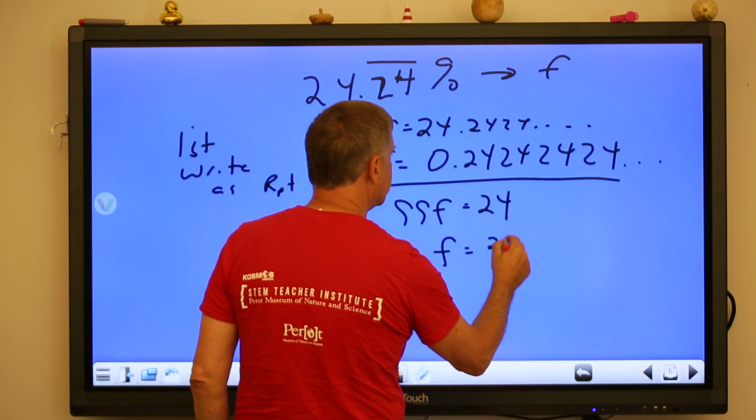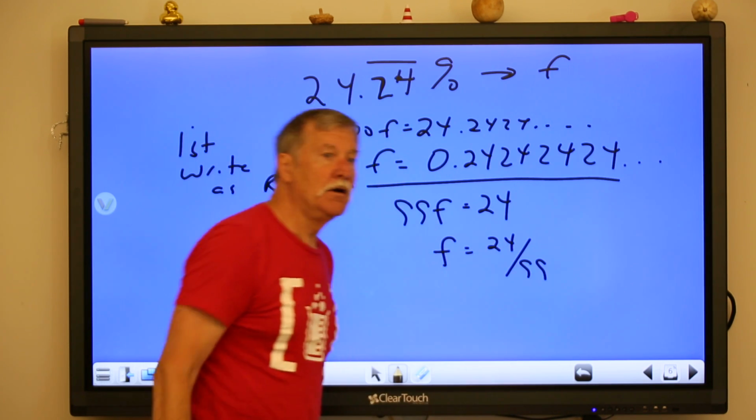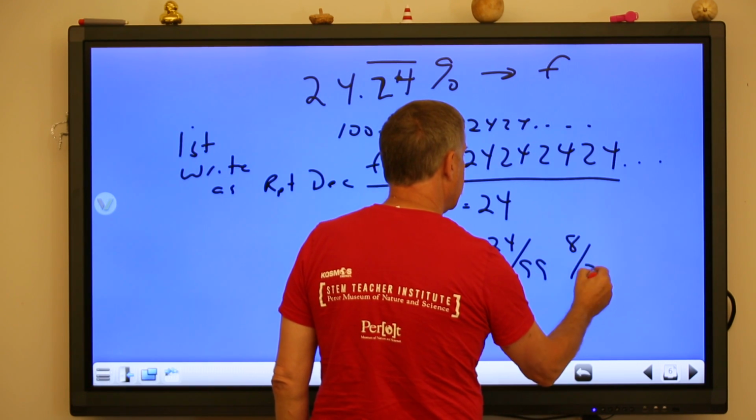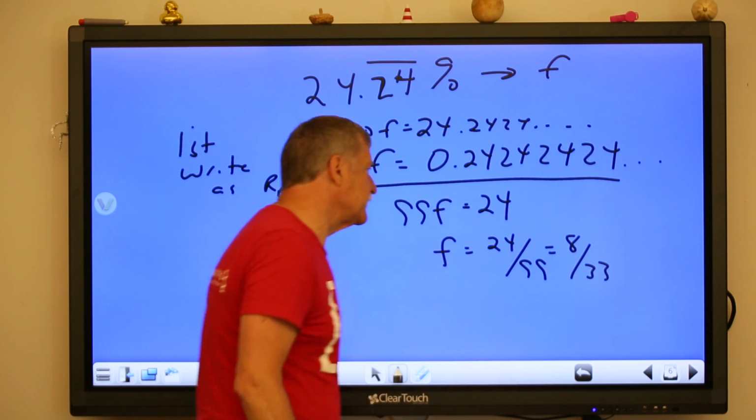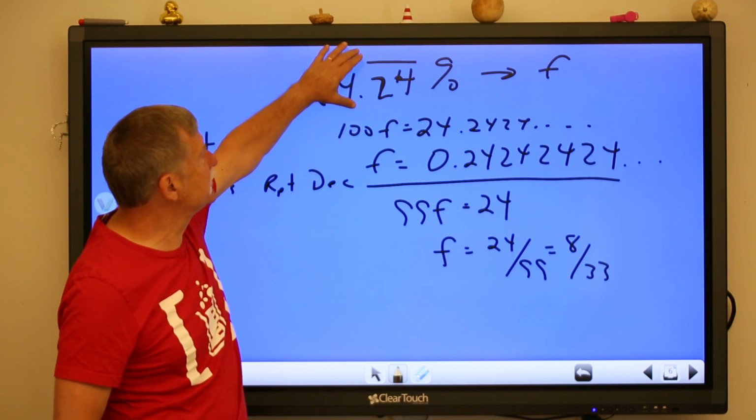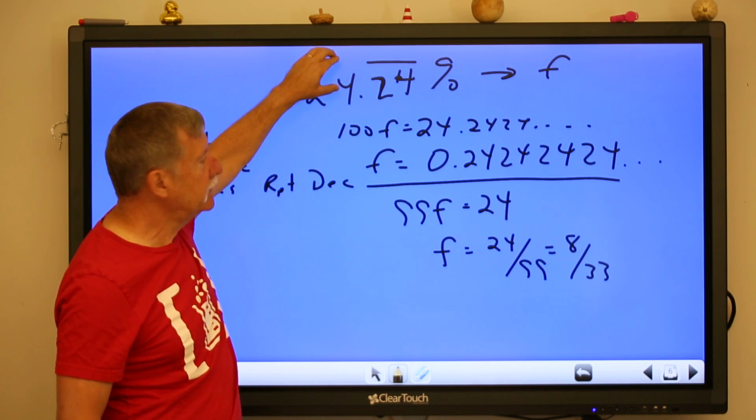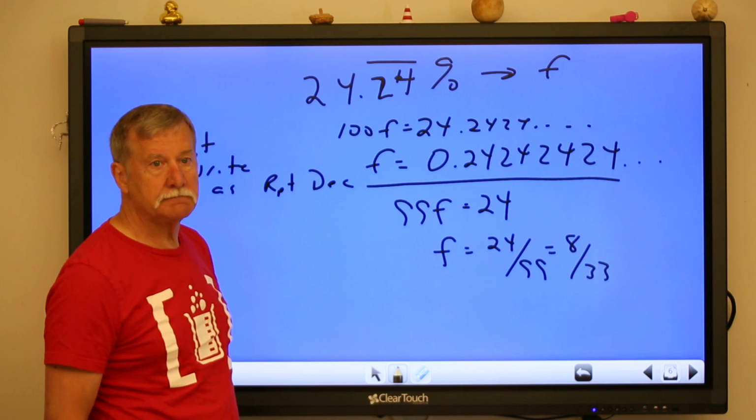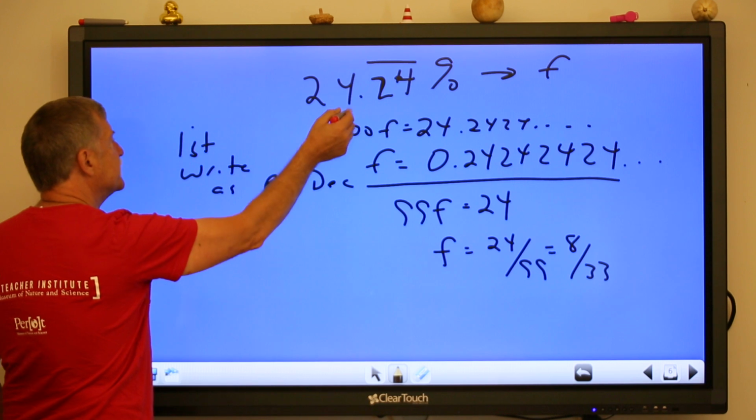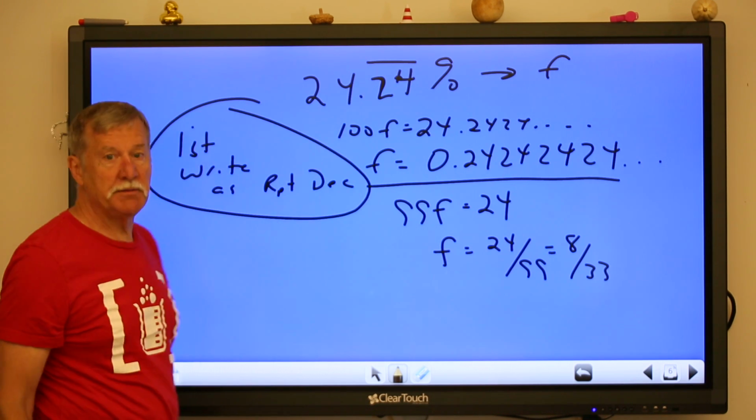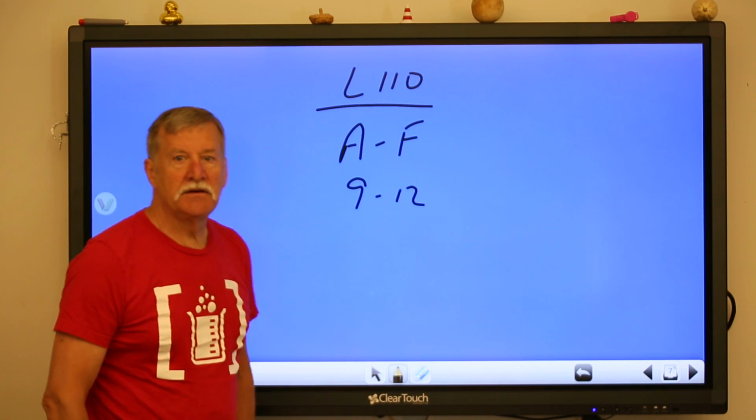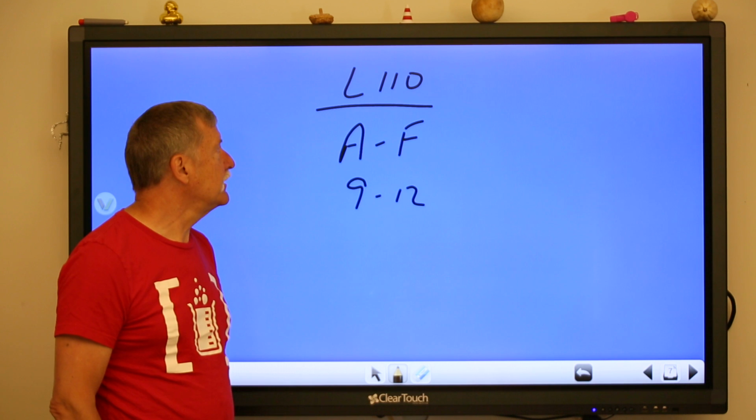F equals 24 over 99, which we put in simplest terms, right? 3 goes into this 8 times, and 3 goes into that 33 times, and there we have a fraction in simplest terms, where we have changed a repeating decimal percent into an equivalent fraction. All right? Same pattern, except one extra step. First, write the percent as a repeating decimal. So that's about all you need to do as far as that goes.